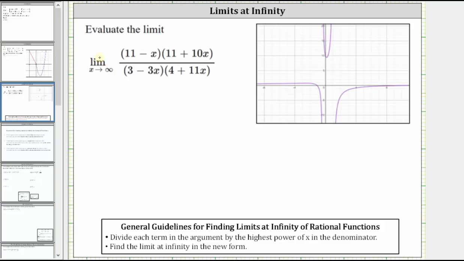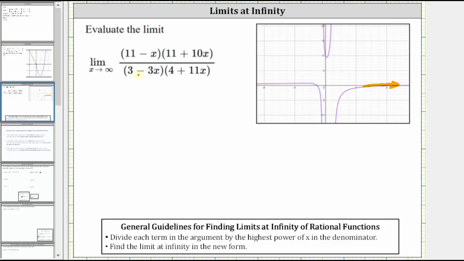We're asked to find the limit as x approaches infinity. If we take a look at the graph of the rational function here on the right, notice as x approaches infinity, or as we move to the right, it appears like the function value may be approaching 0, but that's not actually true. Let's work on determining the limit analytically.